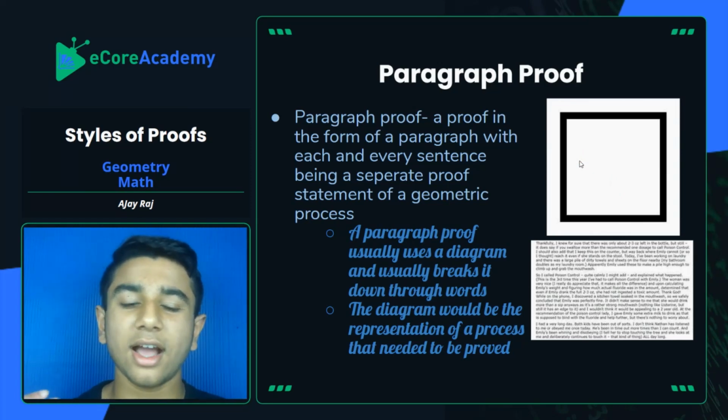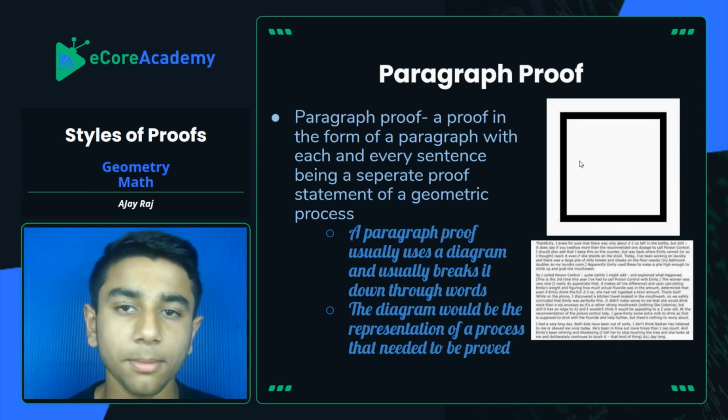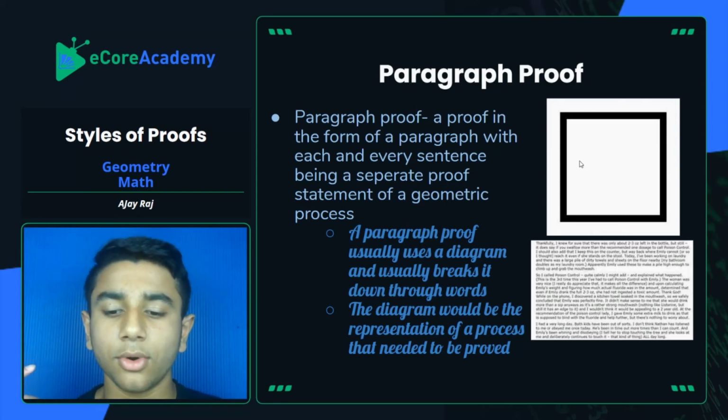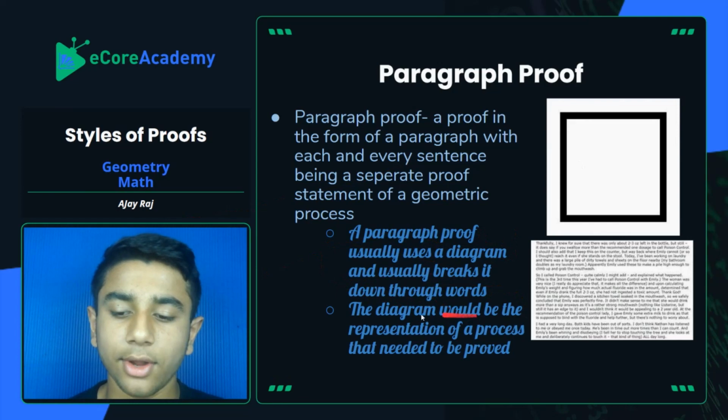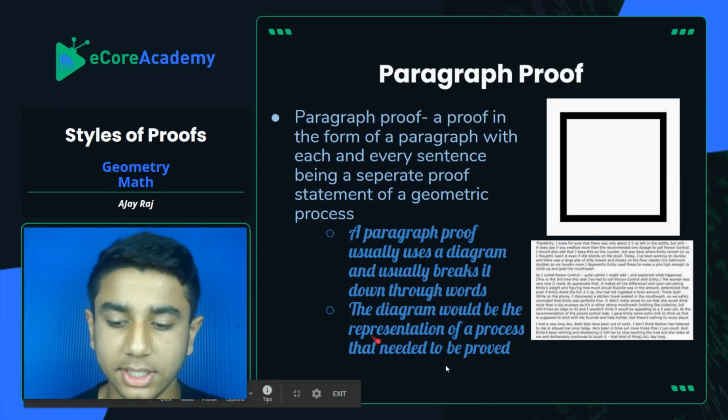And that's why this oftentimes does not beat the two-column proof, because the two-column proof is much more organized. Paragraph proofs normally use diagrams, then break it down through words, and the diagram would be the representation of a process that needed to be proved. So this is the problem and this is the solution.